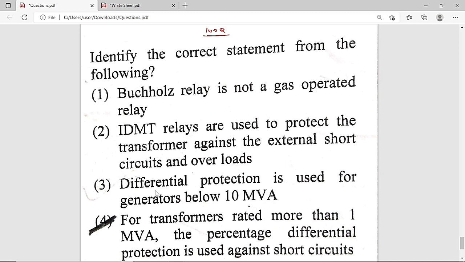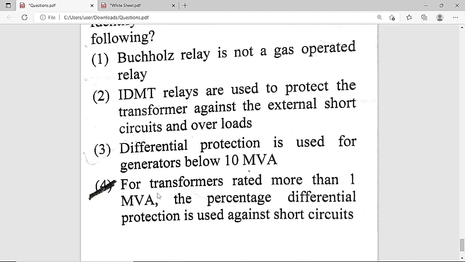And the third one: differential protection is used for generators below 10 MVA. No, it is above 10 MVA. Differential protection is also called Merz-Price protection. With this, we are going to protect the stator windings of the synchronous machine or alternator or generators. So this differential protection or Merz-Price protection is used for alternators with a rating of above 10 MVA only. So therefore, this is also wrong.